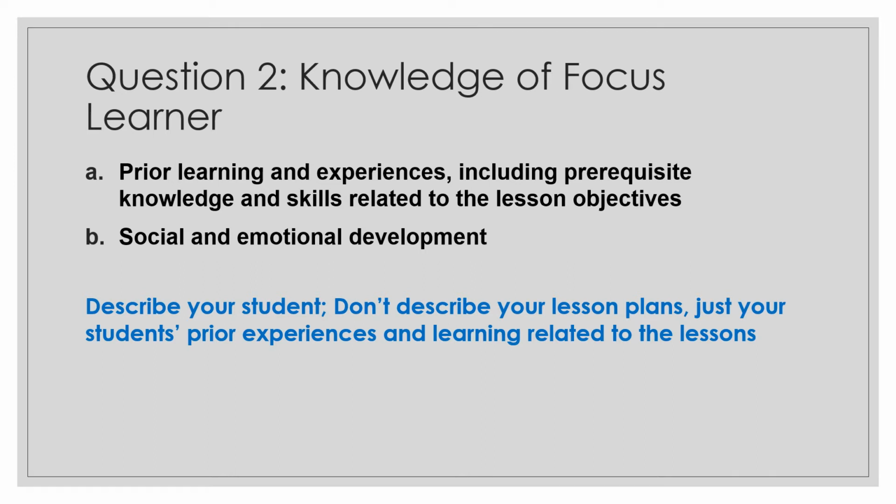Question 2 is all about your focused learner. So the first part is the prior learning and experiences, including the prerequisite knowledge and skills related to the lesson objectives. And the second part is the social and emotional development. So here you're just going to describe your student. You don't describe your lesson plans here, just your student's prior experiences and learning related to the lessons. And of course, what is their social and emotional development like, and how might that affect their learning of this particular learning objective. So again, use as much detail as you can to describe your student.